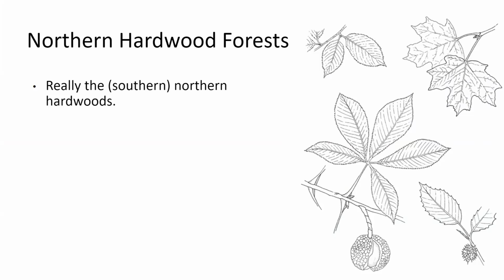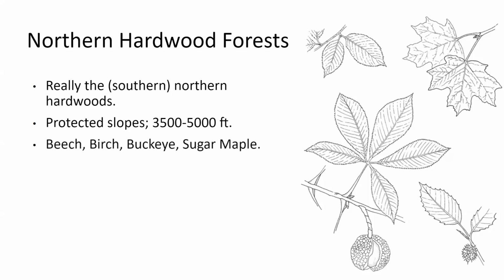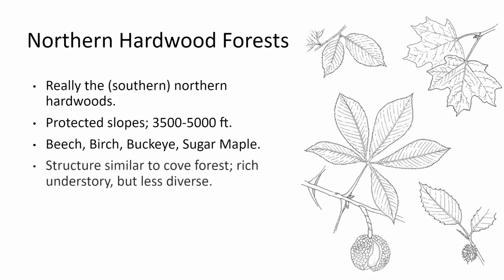And so we classify those as the 3 Bs, and that would be beech, birch, and buckeye. And then in the south, we also add sugar maple. So like I said, these forests are found on protected slopes between 3,500 to 5,000 feet and consist of beech, birch, buckeye, as well as sugar maple. And the structure is often similar to cove forests. Sometimes they even do have a bowl-shaped depression.